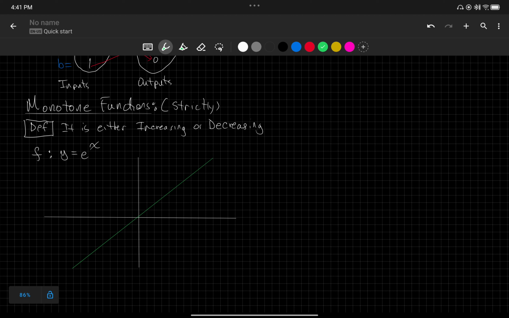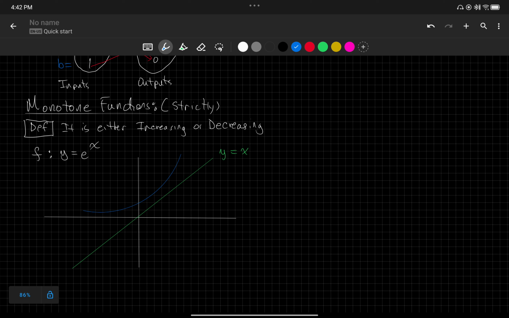Okay, and that's called y equals x. And we're going to reflect it. So what does e to the x look like? Well, let's put that one in red. Well, let's use blue. So there's e to the x.